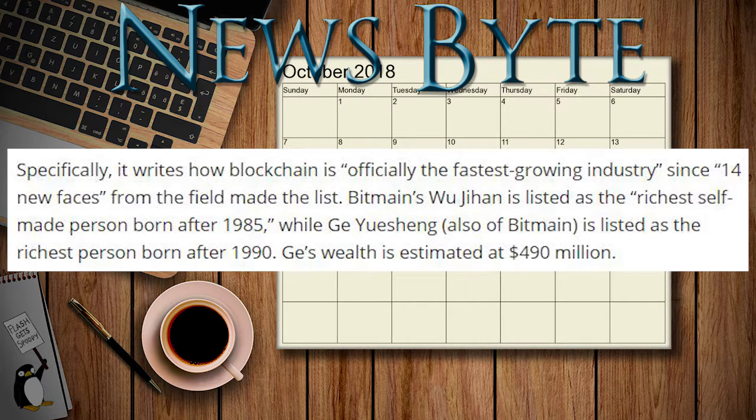Specifically, the study states that blockchain is, quote, officially the fastest growing industry, with 14 new faces added to the rich list, and Bitmain's Wu Jihan being the richest self-made person born after the year 1985. So, could this be a new generation of super wealthy individuals ushered in by the rise of digital assets and cryptocurrency technology? Let me know what you think of that below in the comments.